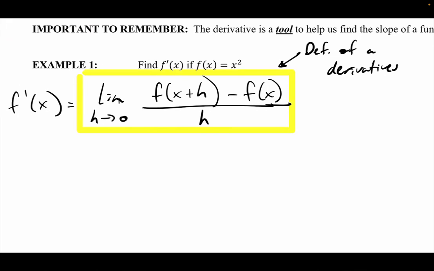We got to figure out how to use it though. So this is how we're going to use it. The first part is always going to stay. The limit as h approaches 0, that part's going to stay.